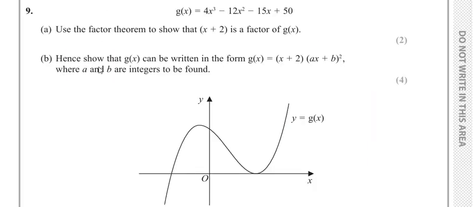Next part of the question: hence show that g of x can be written in the form g of x is equal to x plus 2 times ax plus b to the power of 2, where a and b are integers to be found. Okay, looking closely at this, they have just factorized this, which means I need to find the second factor other than x plus 2. That can be done only by making a full polynomial division of this expression by x plus 2. So let's try that.